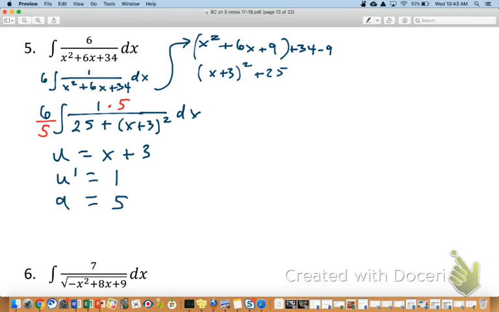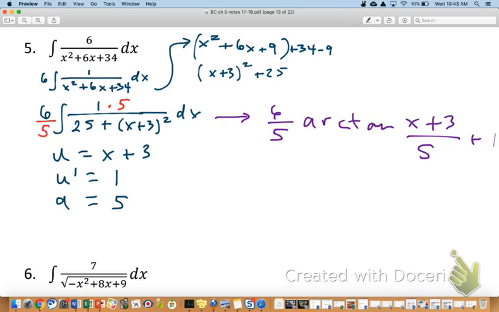All I have to do now, please don't pack up yet. We have 3 whole minutes. I get 6 over 5 times arctangent of x plus 3 over 5. And don't forget the plus c. Yeah, after all that. Looks like a backwards D, but it's a C. It's really a C.